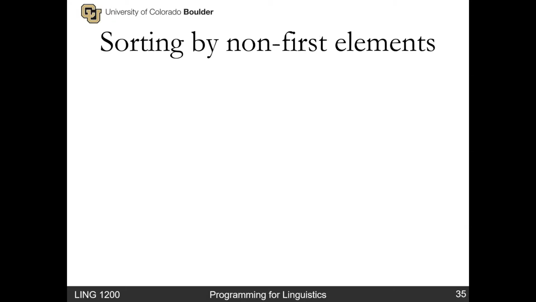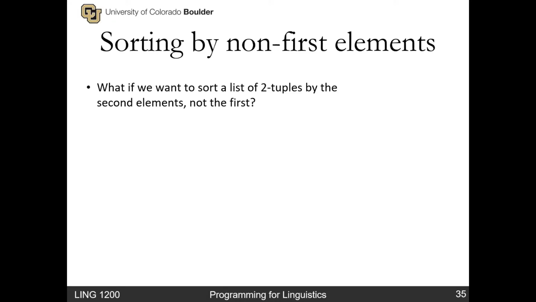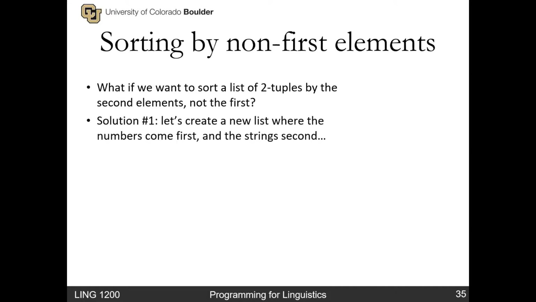So let's look at another thing that we can do with sorted, looking at all these flexibility things, and let's look at actually sorting by the non-first element, either way, reverse or otherwise. So if we have a list of 2-tuples, what if we want to sort by the second item in the tuple and not the first? How do we do that? There's a bunch of ways to do this. Let's look at one solution.